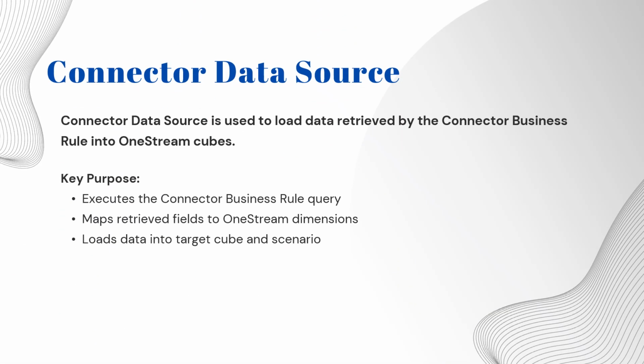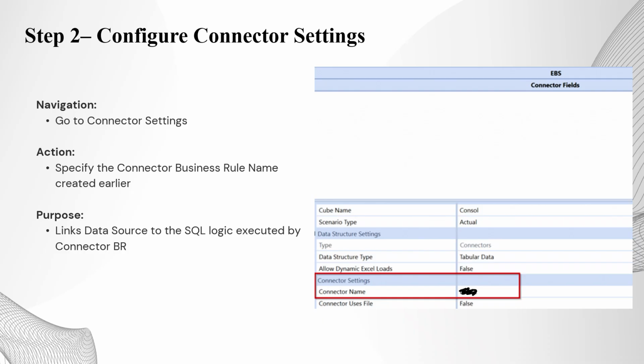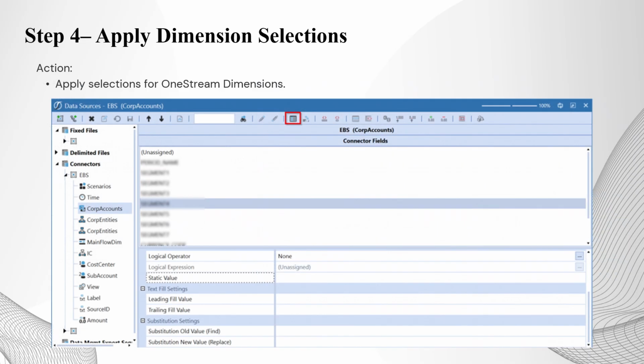Now, the connector data source is responsible for loading data retrieved by the connector business rule into OneStream cubes. It maps returned fields to OneStream dimensions and controls where the data is loaded. Now, create a new data source, specify the target cube and scenario, then link the connector business rule, and then save and apply the dimension mappings. Fields returned by the SQL query automatically populate and are mapped accordingly.